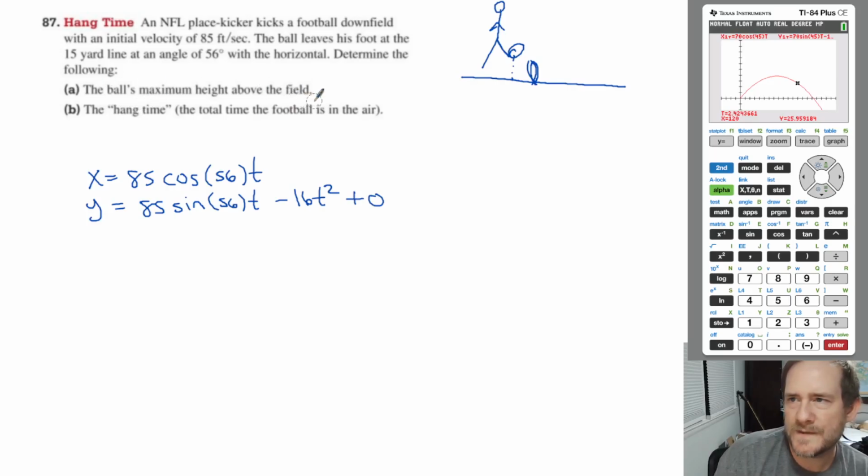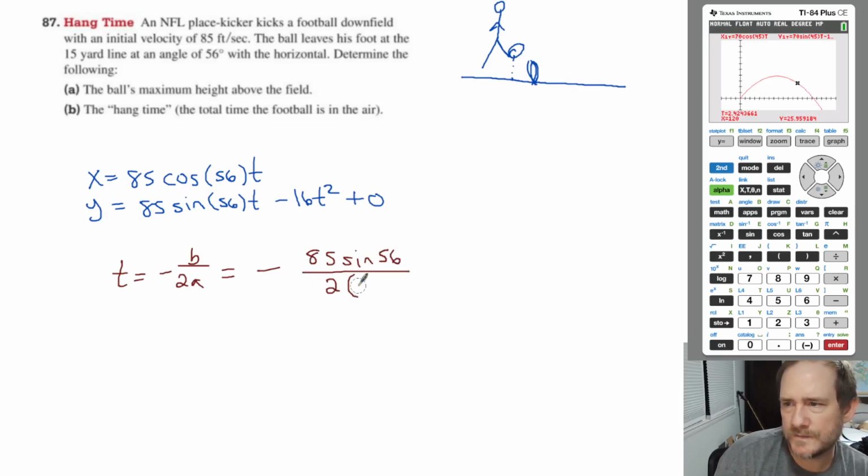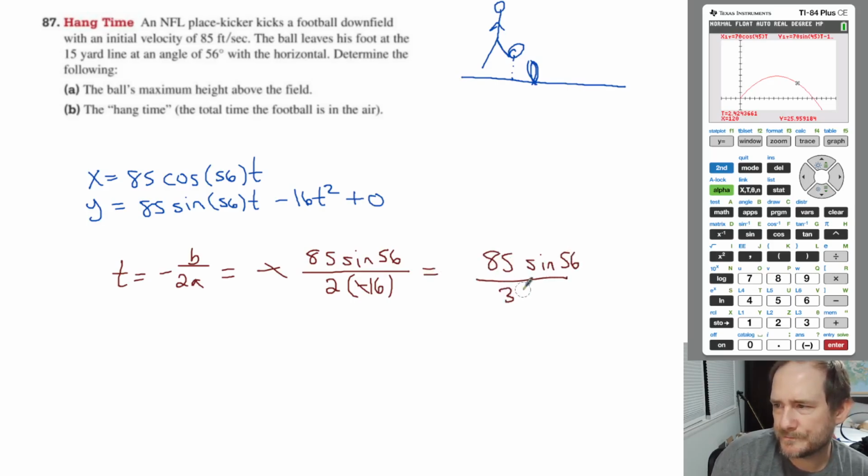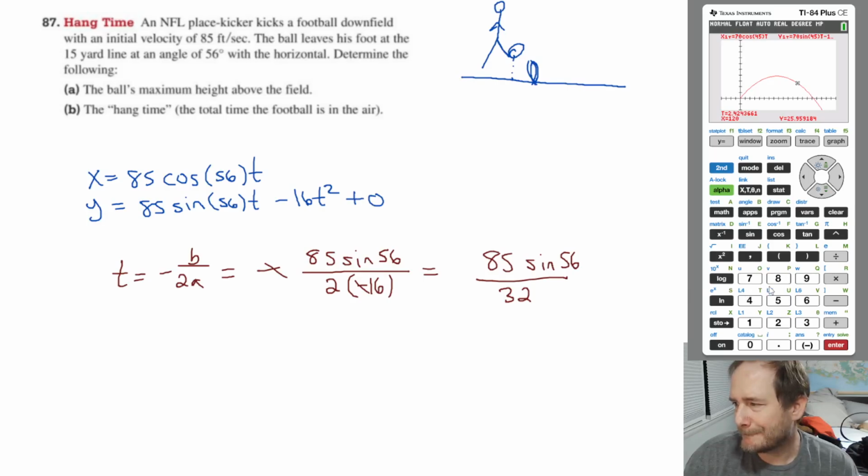But we know now that if we want to find the maximum height, then the maximum height always occurs at a time that equals negative b over 2a. For our problem, b is the coefficient of t, so 85 sine 56 divided by 2 times negative 16. The negatives cancel, and you get 85 sine 56 over 32, which doesn't reduce.